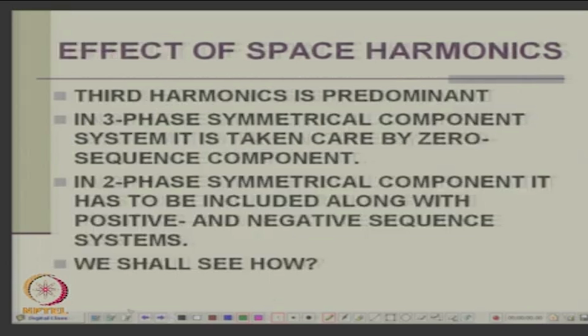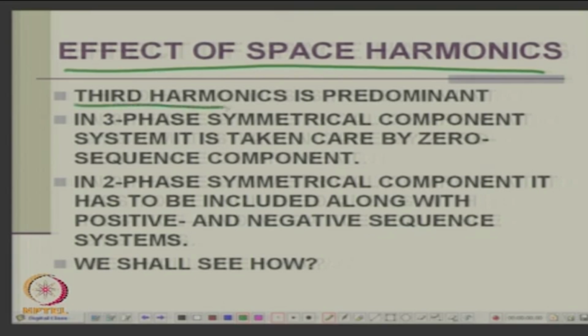Now, the question is what will happen with the space harmonic being present. In many machines the third harmonic is predominant. The zero sequence component will have the predominant third harmonic. If it is a 3 phase machine, zero sequence will have the third harmonic, but in a 2 phase machine, with 2 phase symmetrical components, if the third harmonic is there, it has to get into one of these impedances, Z 1 or Z 2.